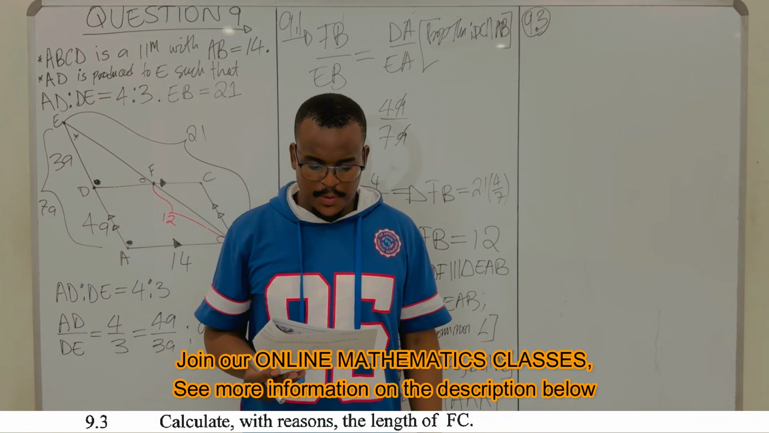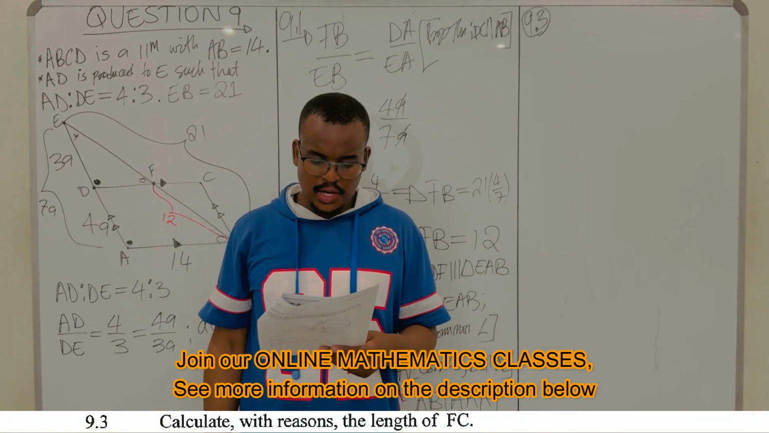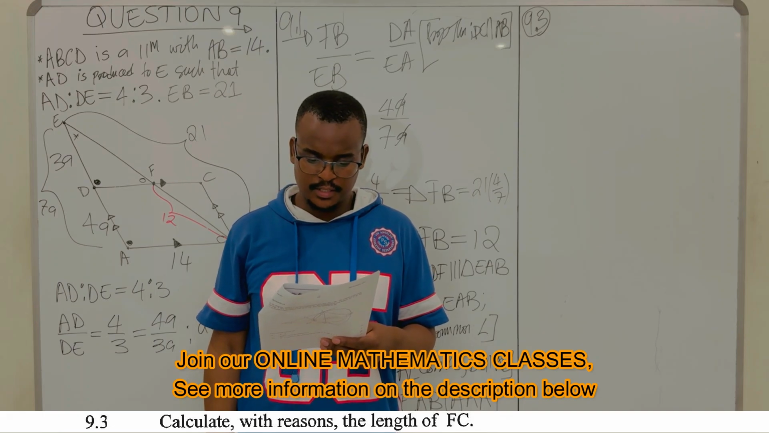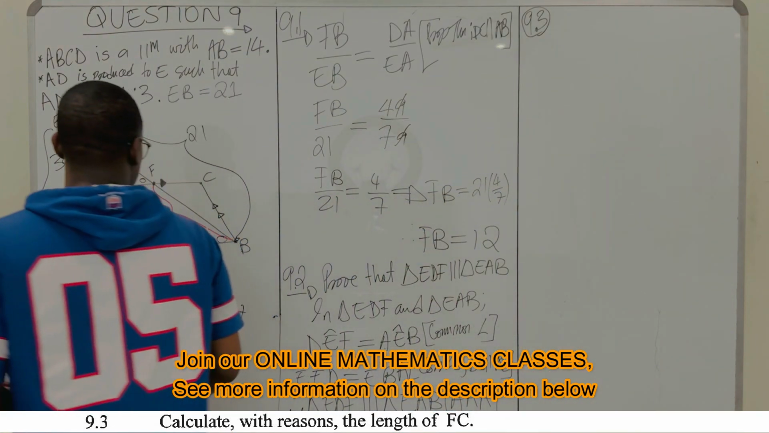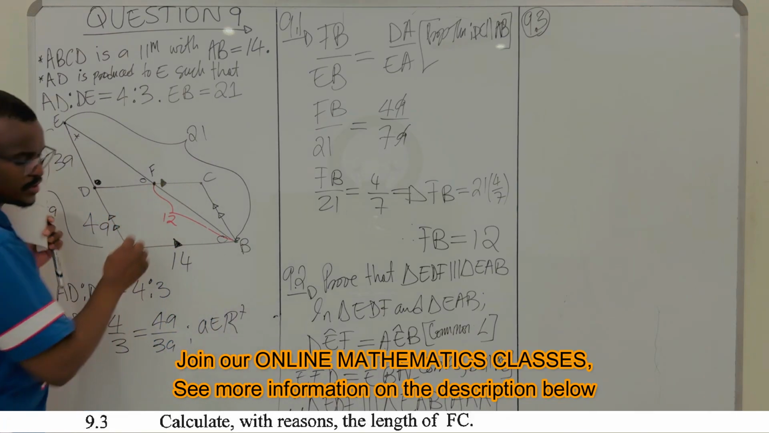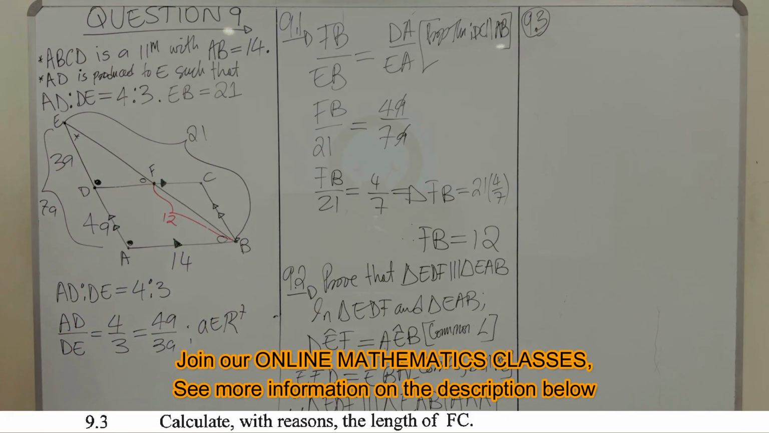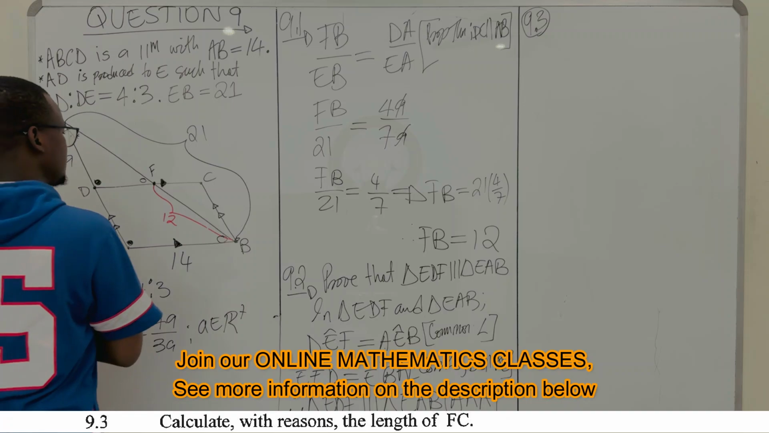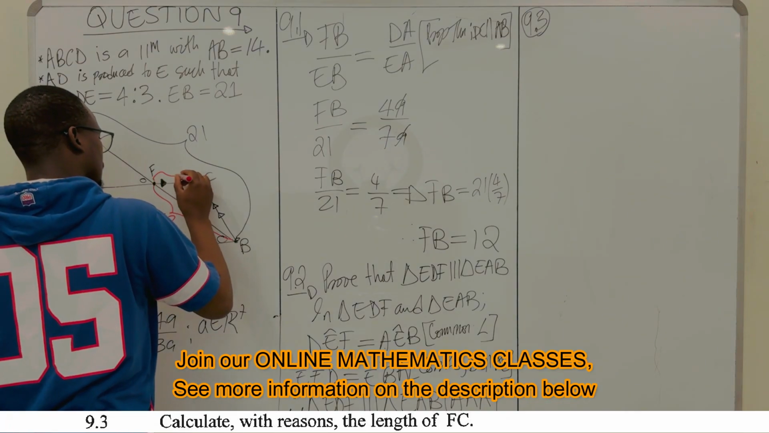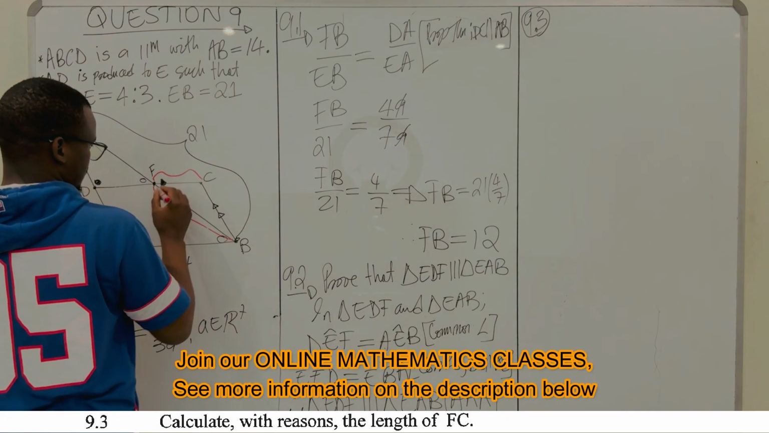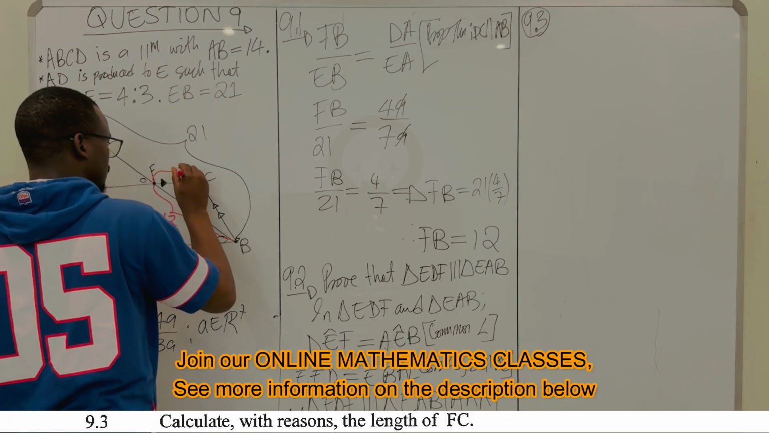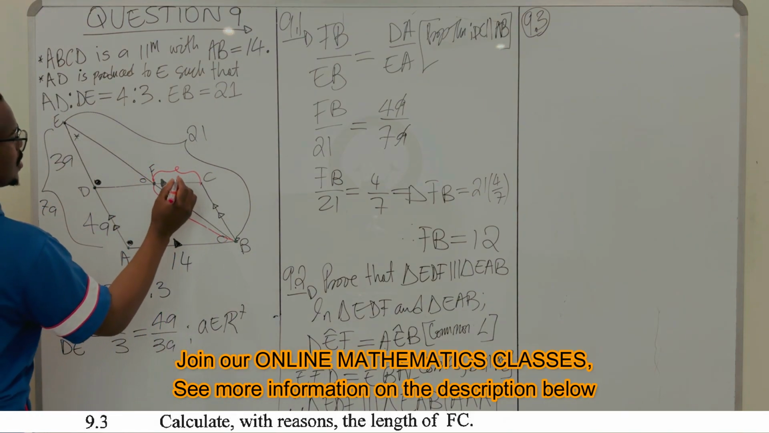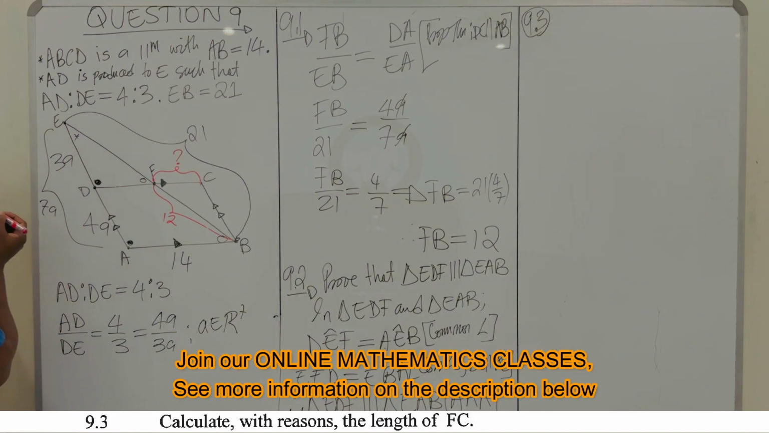Okay, so now we're doing 9.3. They're saying calculate with reasons the length of FC. So they want us to calculate the length of FC. What is FC? FC is this length from here to there. That's what they want us to find. FC is from here to there. They want us to find FC, this length over here.